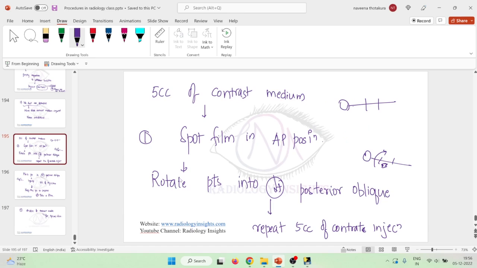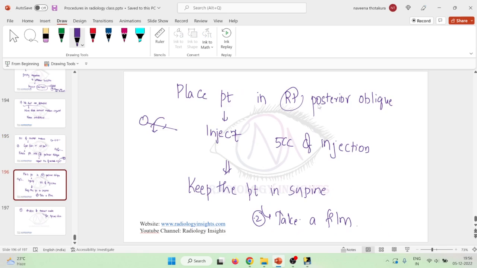After you have rotated the patient to left oblique position, repeat 5 cc of contrast injection, and then again take a film here. So the film is taken in left posterior oblique. Similarly, place the patient in right posterior oblique, inject 5 cc and again take a film here. And here the film is taken in right posterior oblique. This is the third film. And again keep the patient in supine position and then take a film again.